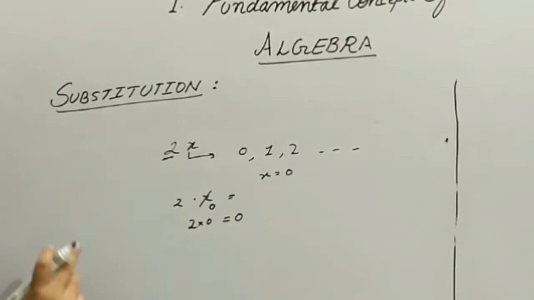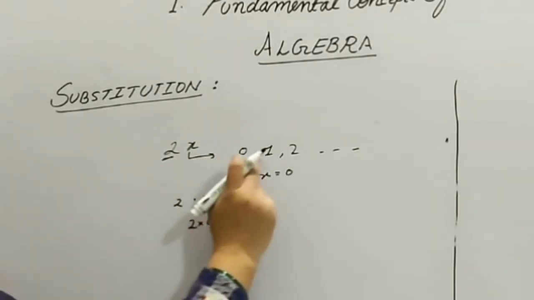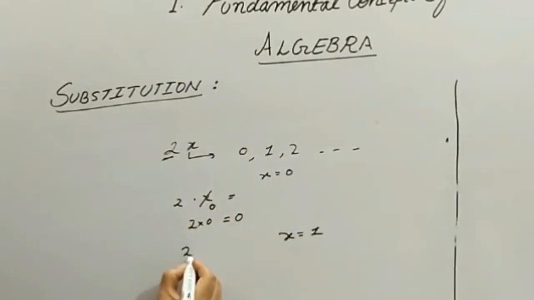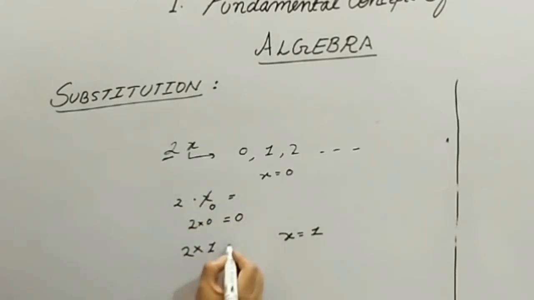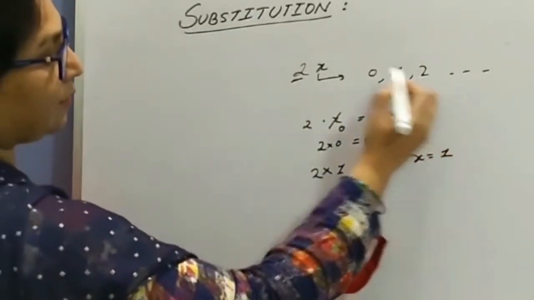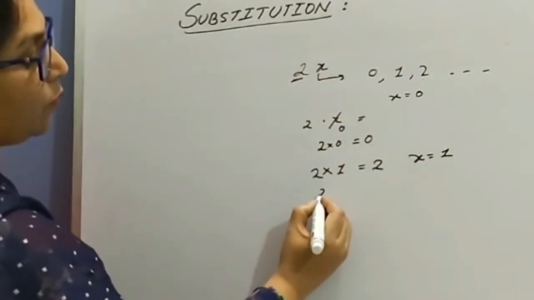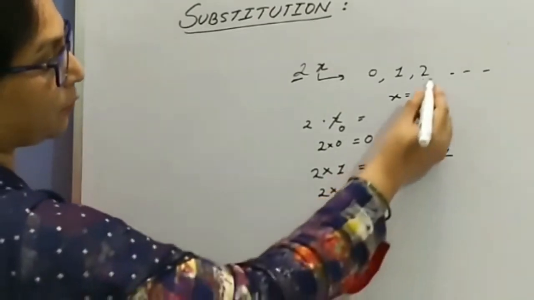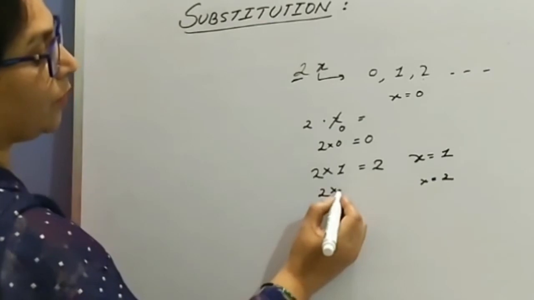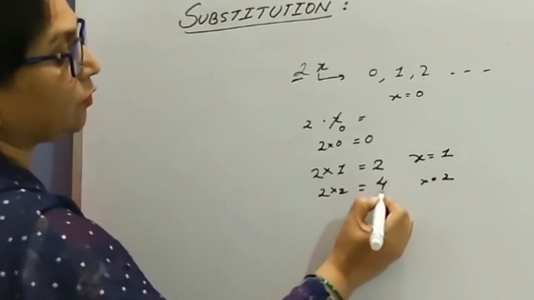In the next case, if I ask you, substitute x equals 1. Very simple, take 2 and replace x by which value? 1, substitute 1 here, so 2 into 1 is 2. Next one, if you substitute x equals 2 in it, it becomes 2 into x. So in place of x, substitute 2 here. As x equals 2, you are going to substitute. So 2 into 2, the value of the expression is 4.